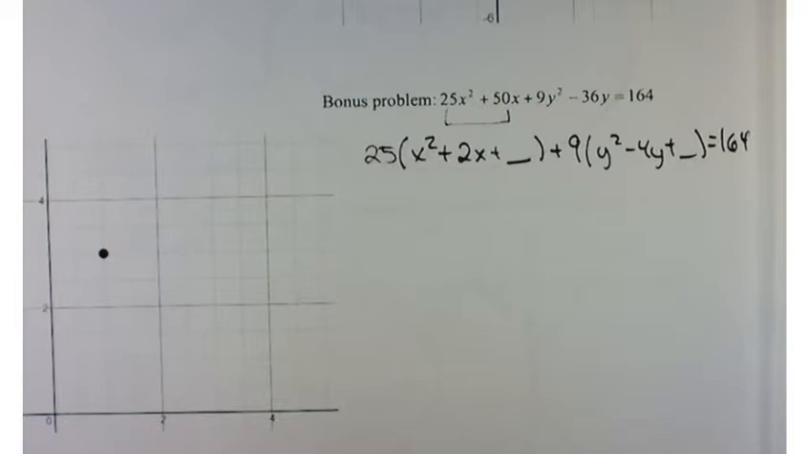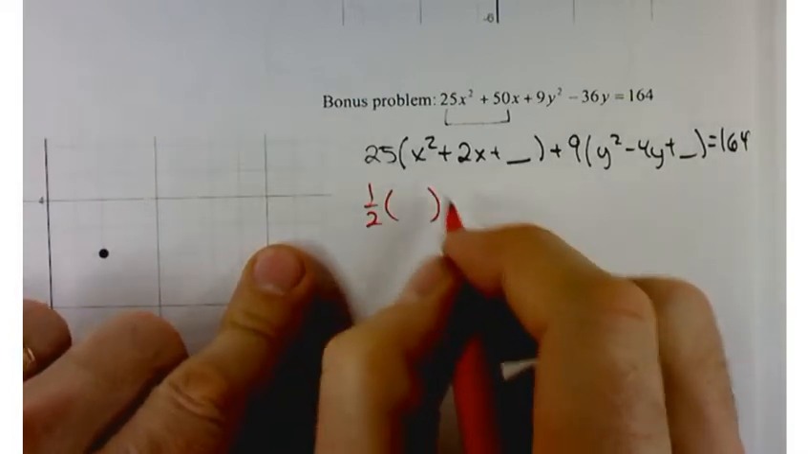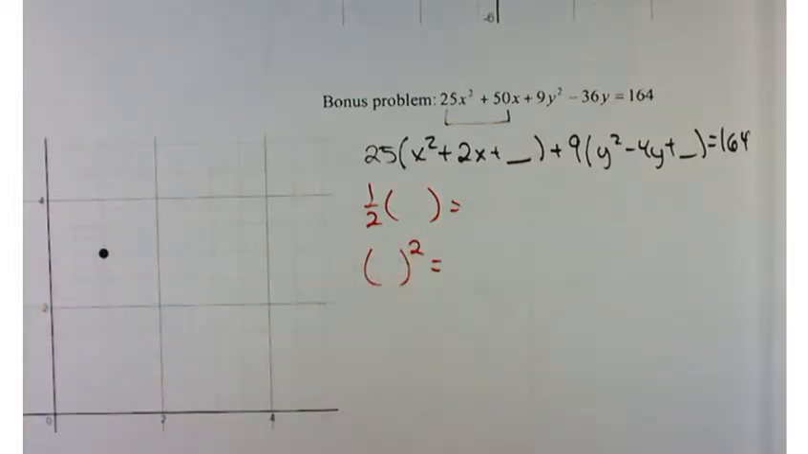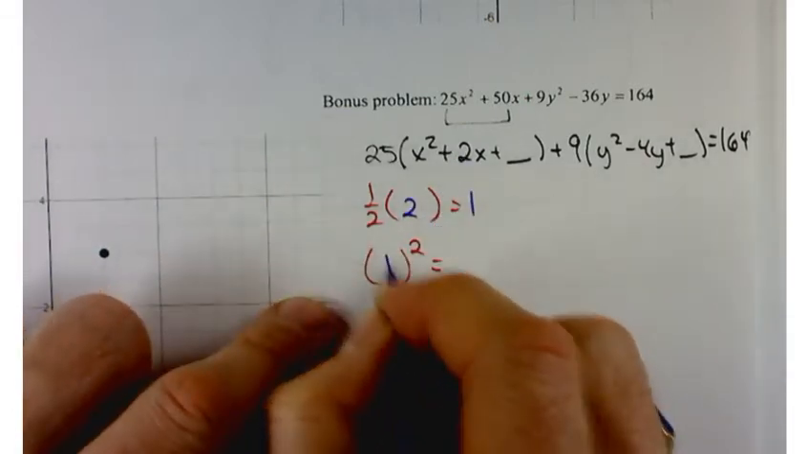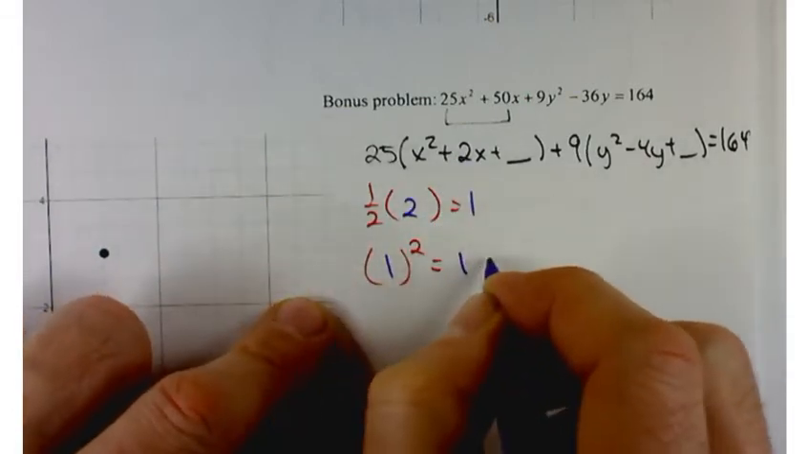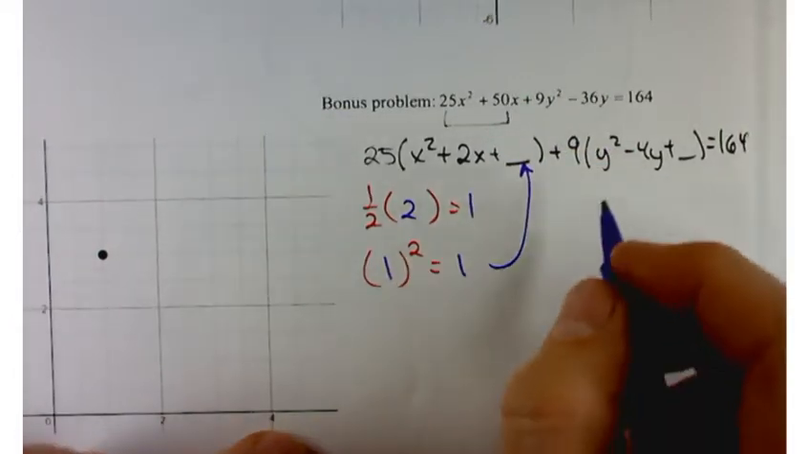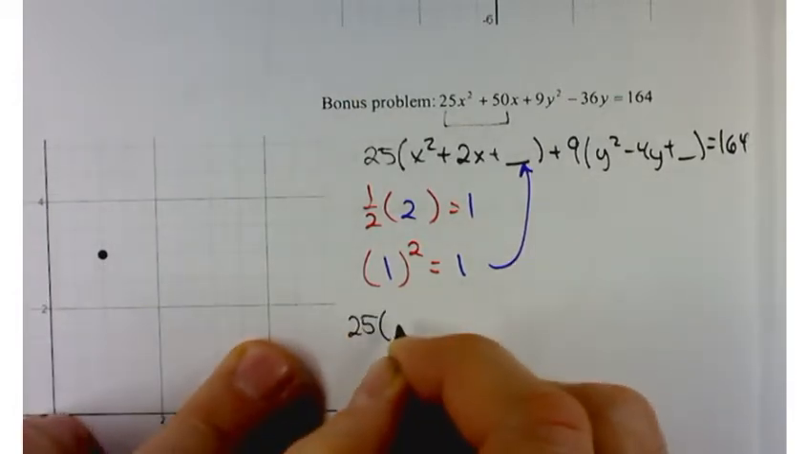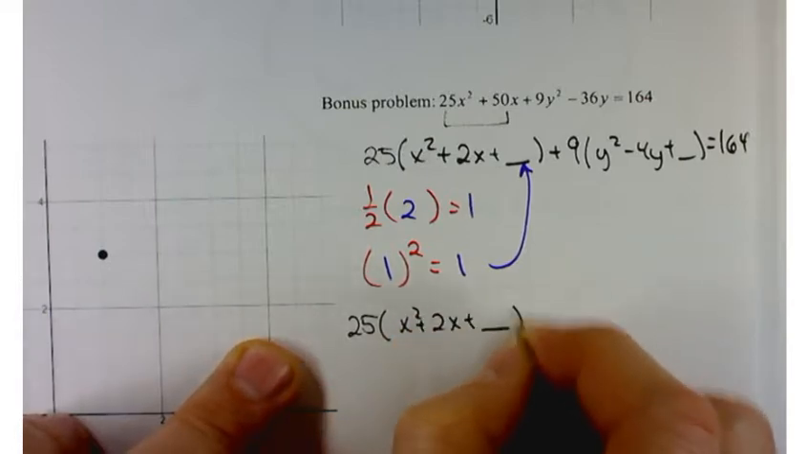Now, it's been a while since maybe you had to do this, so let me remind you on that trick. The trick is to take half of the middle coefficient and then square it. So half of the middle coefficient is half of 2, that's 1, and 1 squared is 1. And that's what's going to go right in here. So it's going to look like 25 times x squared plus 2x plus 1.